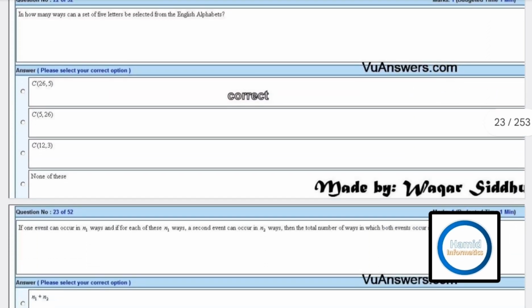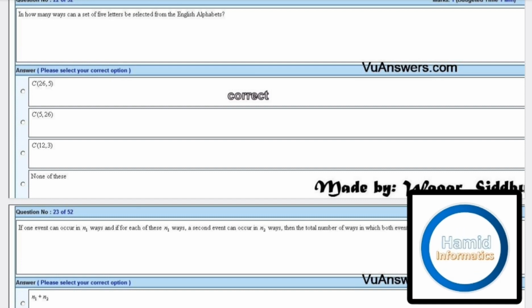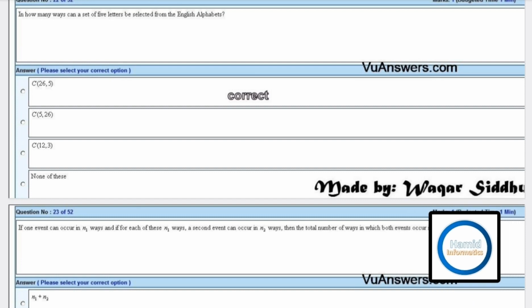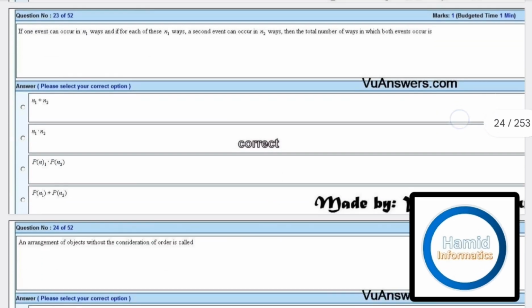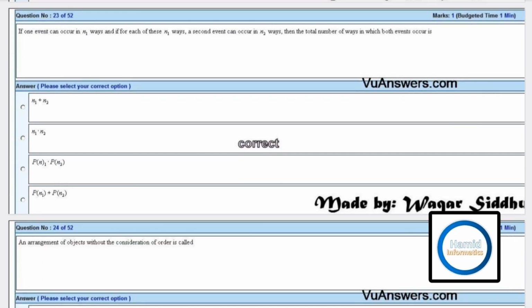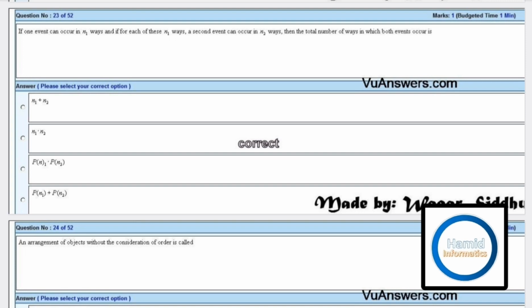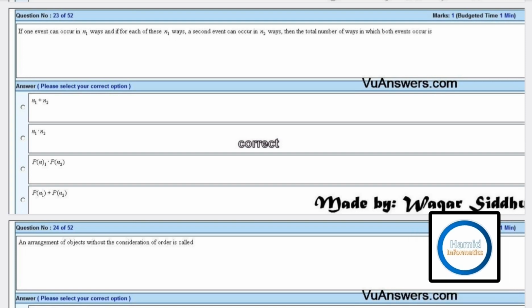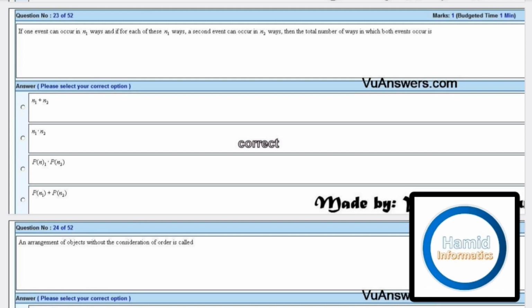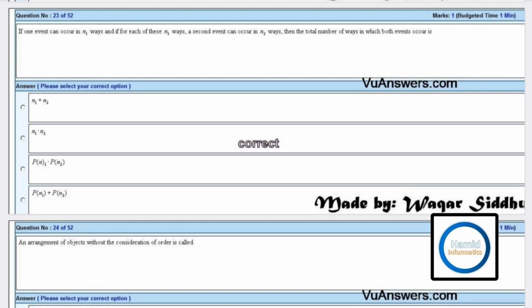Next one is in how many ways can a set of 5 letters be selected from the English alphabets? And the answer is C of 26,5. Next one is if one event can occur in n1 ways and if for each of these n1 ways a second event can occur in n2 ways, then the total number of ways in which both events occur is, and the answer is n1 dot n2.